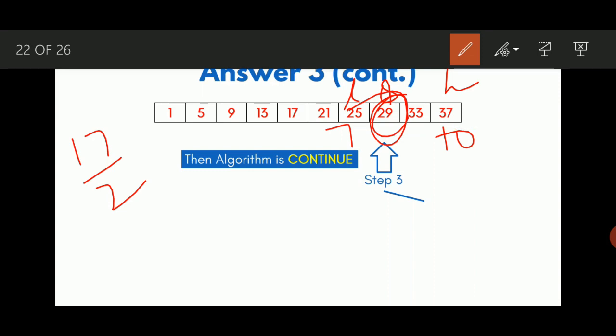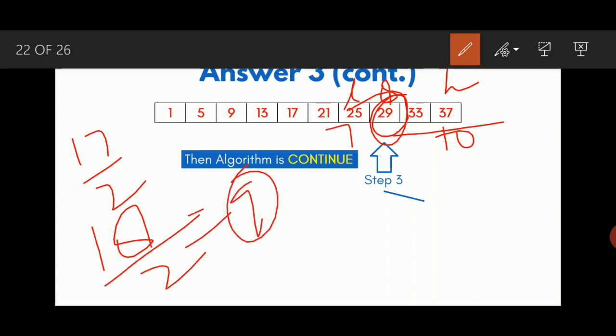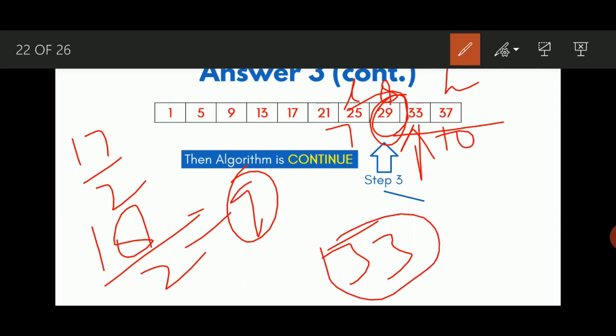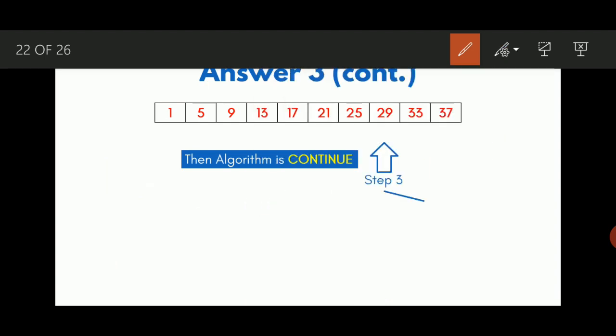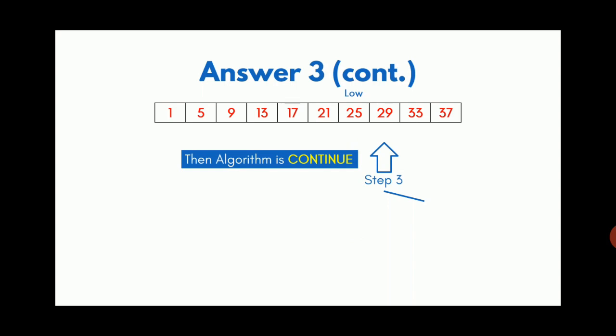Okay, our mid value, that is 29, is less than 33, that means 33 is greater than 29. Yes, then again we have to check mid to high. Then mid is 8 and high is again 10, so 18 divided by 2 is 9, and then mid goes to the ninth position. That is, we have to check whether 33, that is the mid value, is equal to the key value. The key value is also 33, that is okay, and our solution is done.